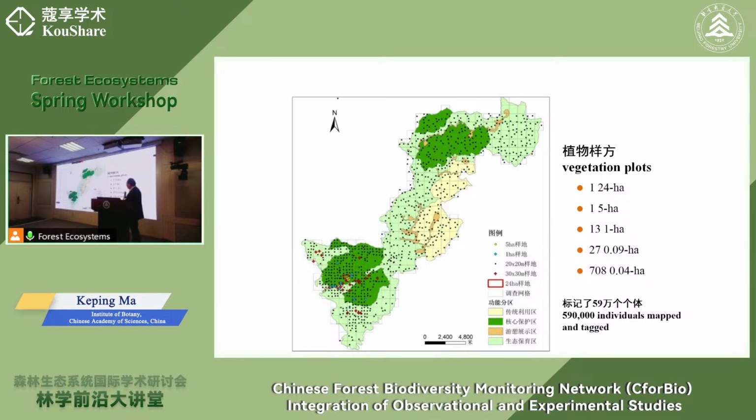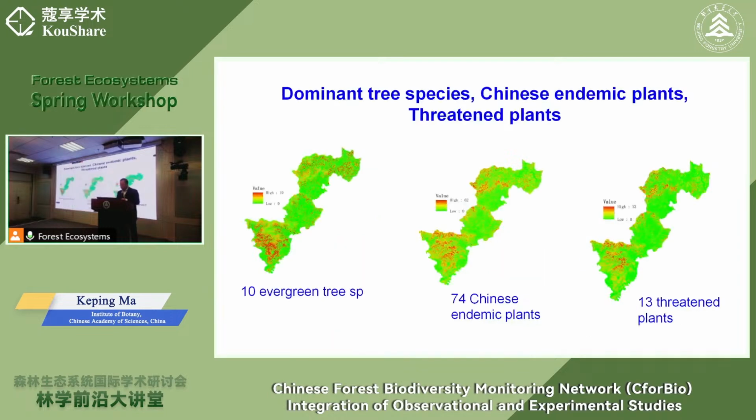And for the plots, we have 124 forest dynamic plots, 5 hectares plots, 13 1 hectare plots, and 27 30 by 30 permanent plots. And we also have more than 700 20 by 20 square meter plots.